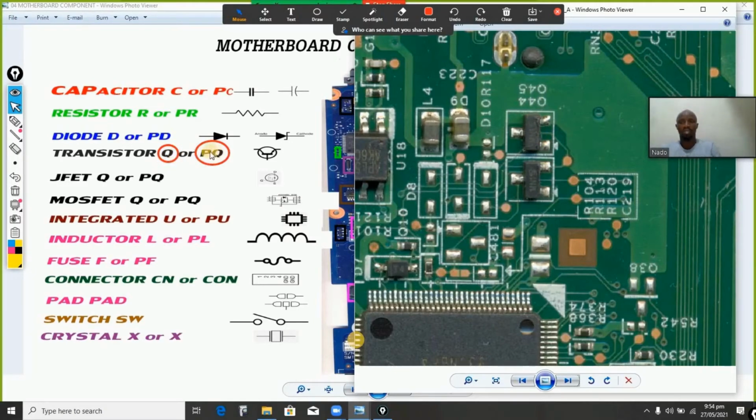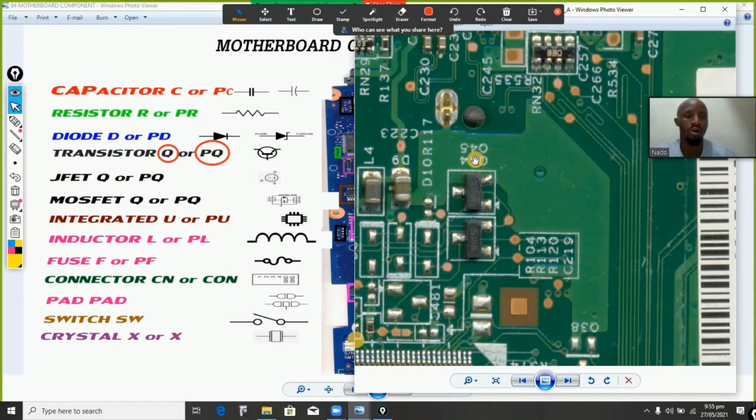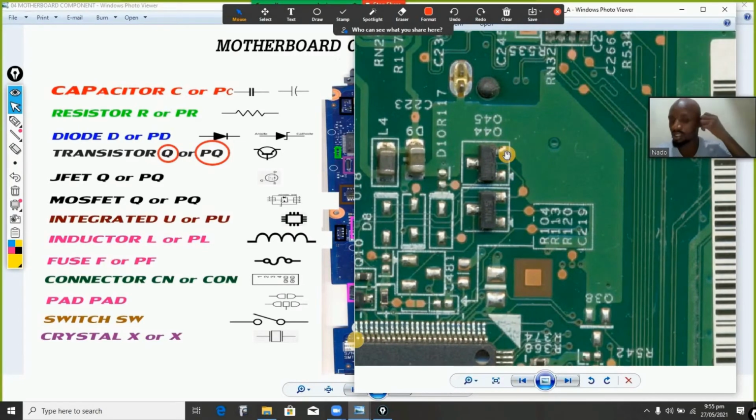One works on current gain, and for JFET, it is voltage gain. For JFET, we have two types, PNP and NPN. They work on the principle of high logic and low logic, even JFET. But the difference between them is the symbol. A transistor has emitter, base and collector, while a JFET has source, gate and drain, and we are going to treat them carefully. I'll show you these two components on the motherboard and on the schematic. Even MOSFET is also represented with Q or PQ, but I'll show you the difference later.